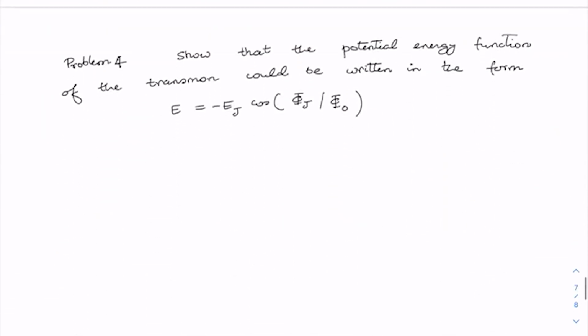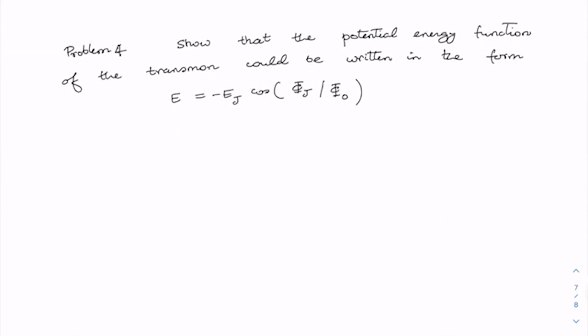Let us now work out this particular problem. You are asked to show that the potential energy function of the transmon could be written in the form E is equal to minus Ej cosine of phi j by phi 0. Phi j is the magnetic flux across the junction, and phi 0 is the so-called flux quantum, and Ej is the Josephson energy. In fact, we discussed the transmon Hamiltonian in lecture number 18 of the course.